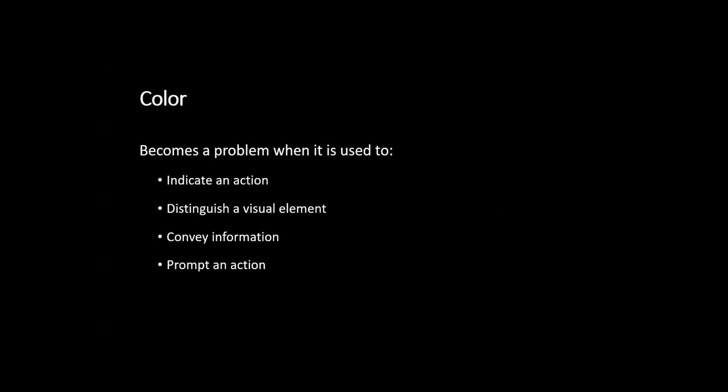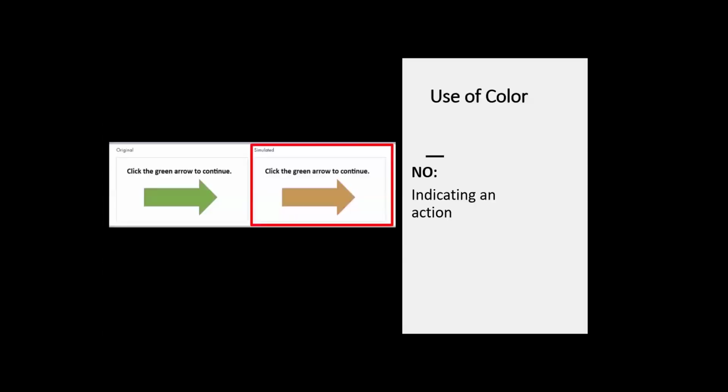And color, so what I should first say is that color itself is not exactly the problem. It's when it is used for four specific things. That's when it becomes a problem. And that's to indicate an action, distinguish a visual element, convey information, and prompt an action. And I'm going to give you examples of all of these. So we don't want to use color as a way to indicate an action. And what that means is do something with the digital content.